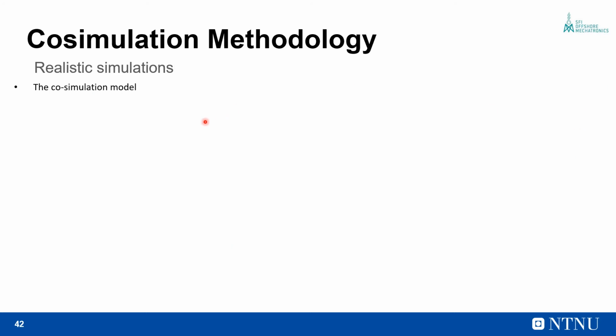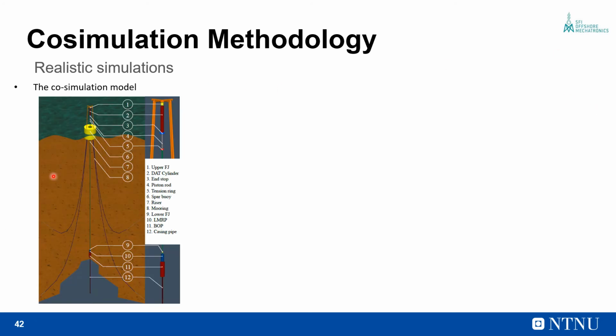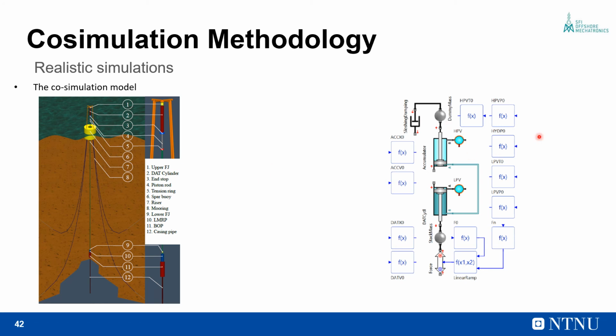To demonstrate the effectiveness of the co-simulation methodology in realistic conditions, we model a simple system where the riser passes through a moon pool of a buoy to attach to the riser tensioner cylinder. Again, the riser tensioner is modeled in Simulation X, while the buoy and the mooring and the riser is modeled in OrcaFlex with API interface between OrcaFlex and Simulation X.